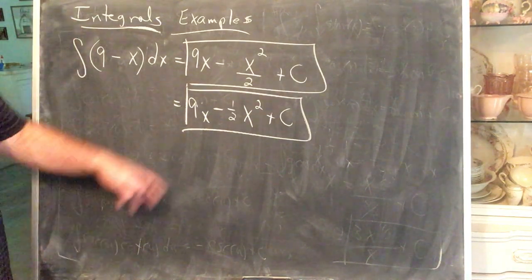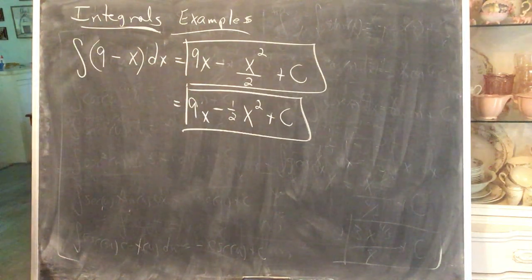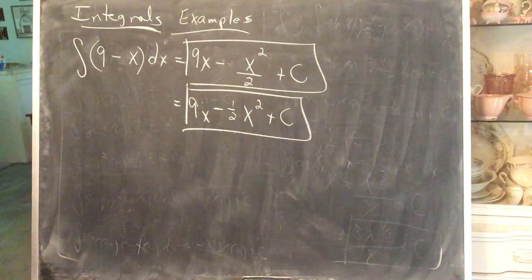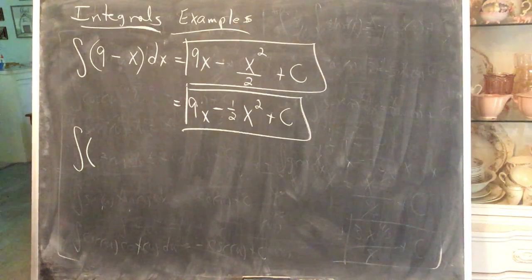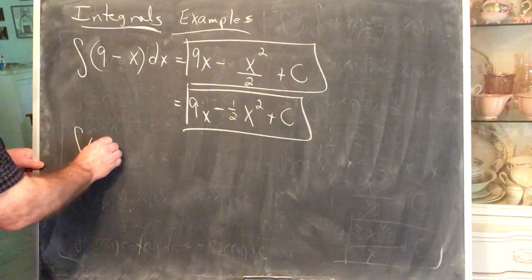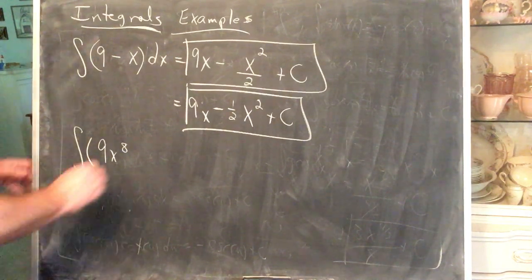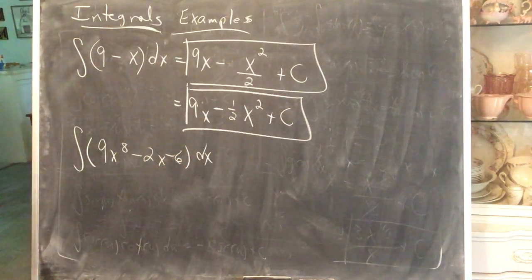Textbooks aren't even consistent. Sometimes the text will write this, sometimes text will write this. It depends upon more personal preference than anything else. There might be a few places where one is preferred over the other, but they're both correct. All right. Let's throw in your garden variety polynomial here. So I have 9x to the 8th. And then it says minus 2x minus 6. All right. So pause, work, and then come back.